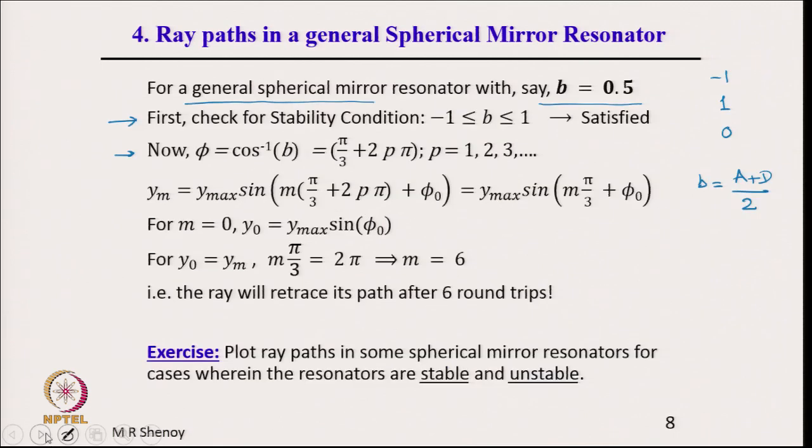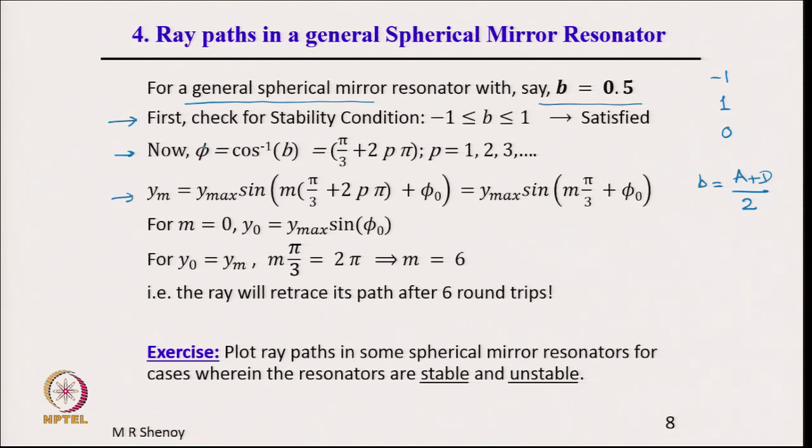So, now I am following the general procedure that phi is equal to cos inverse of B. In this case B I have taken 0.5, you could have taken 0.4 or 0.38 or whatever number that you get, and if it is 0.5, then we see that this is equal to pi by 3 plus 2 p pi, because cos inverse of 0.5 is 60 degree plus 2 m pi, and therefore 60 degree is pi by 3. So, pi by 3 plus 2 p pi, where p is an integer.